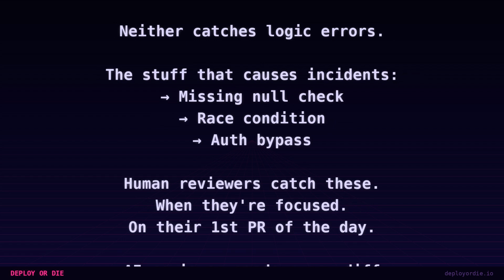Linting catches style. Tests catch regressions. Neither catches logic errors. The stuff that actually causes incidents: a missing null check, a race condition, an auth bypass hiding in plain sight. Human reviewers catch these when they have time, when they're focused, when they're not on their fourth PR of the day.